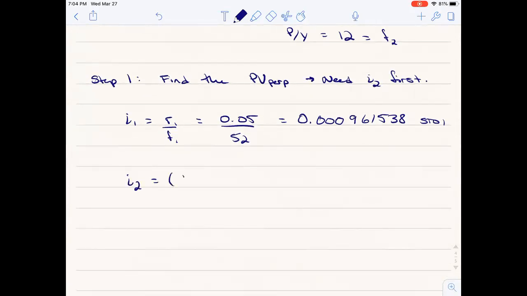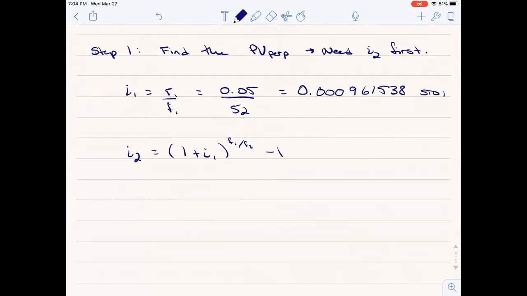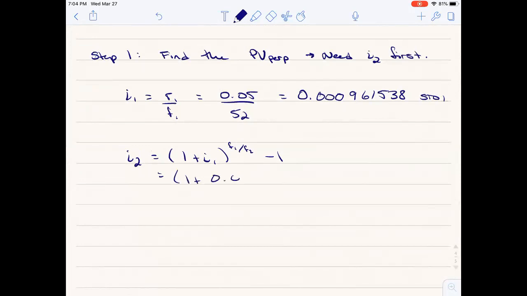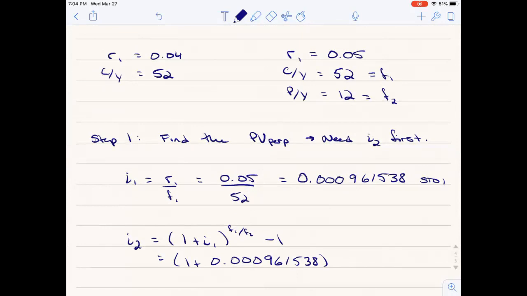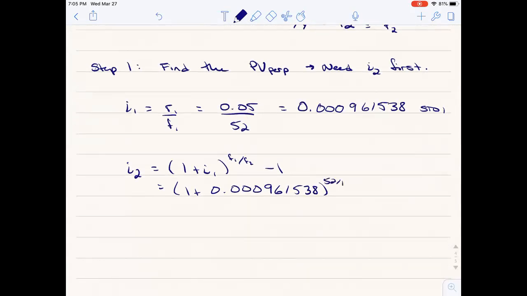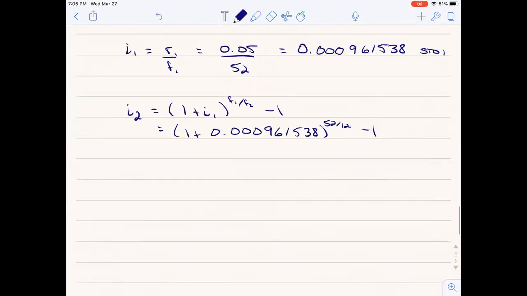And then I2 is going to be 1 plus I1 to the power of F1 over F2, minus 1. So 1 plus 0.00096153, to the power of 52 over 12, then minus 1. I get 0.004173349, which I'll store in 1.